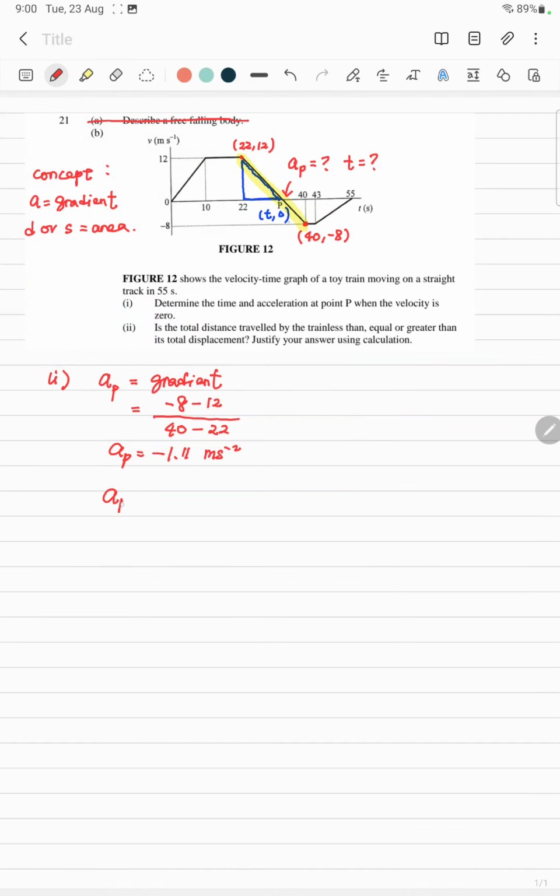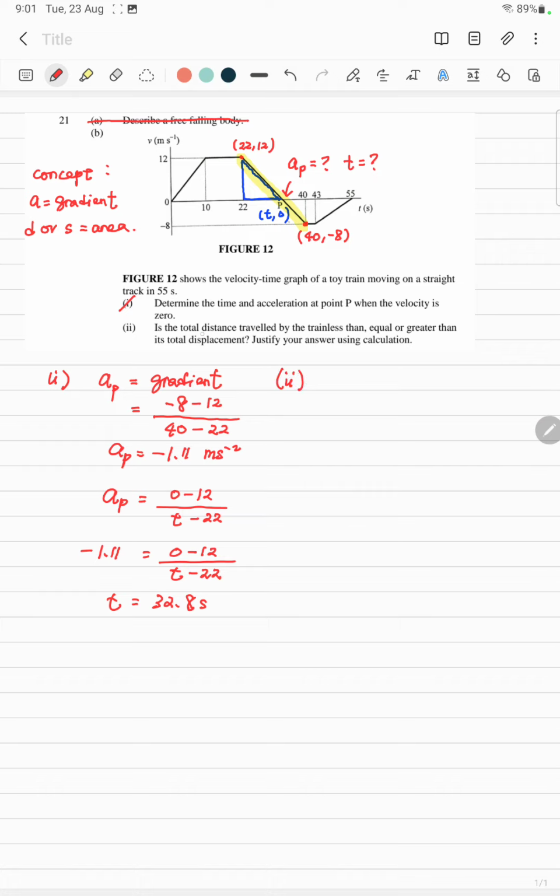So acceleration at point P also equals this one. So we have 0 minus 12 over T minus 22. This value will equal to the value we just calculated, negative 1.11. Okay, 0 minus 12 over T minus 22. So when we do the calculation, we will get the time will be around 32.8 seconds. Okay, then we are done with question 1.